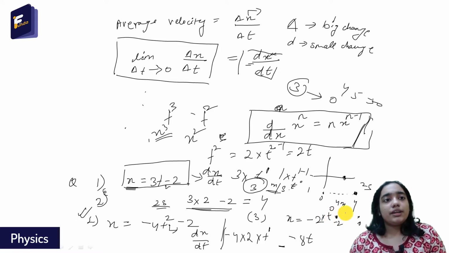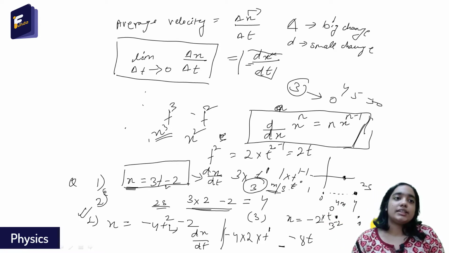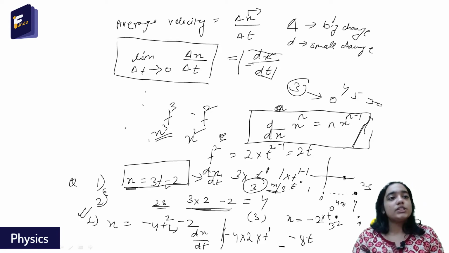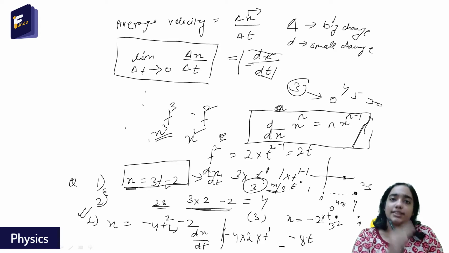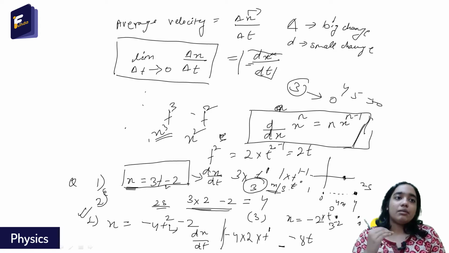So if I take t equal to 3, then 3 to the power 0, this also means that at any time t, at 4 seconds, at 5 seconds, at 7 seconds, it is always located at x equal to minus 2. That means the particle is at rest. The particle is not moving at all, because with time, always its position is x equal to minus 2.